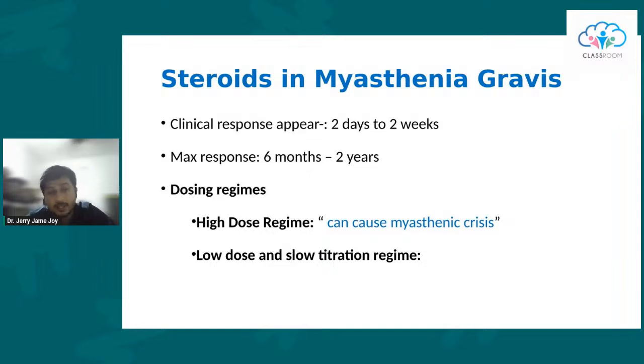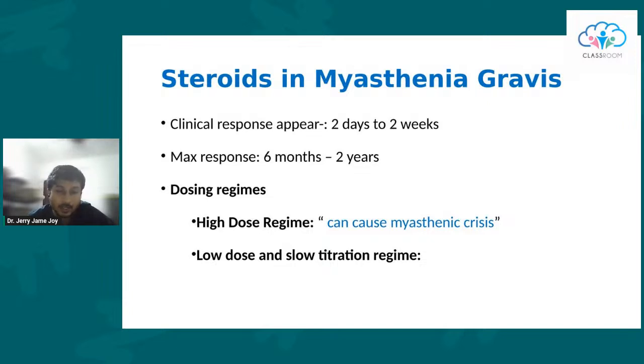So the dosing regimes for steroids, there are two dosing regimes: high dose regimes and low dose slow titration regimes. The problem with the high dose regime is that it can worsen the weakness. So there is always a risk of myasthenic crisis with the high dose regime, so this patient should be monitored for any respiratory complications in the ICU. The high dose regime is usually 1 to 1.5 milligram per kilogram of prednisolone. 60 to a maximum of 100 milligram per day is started.